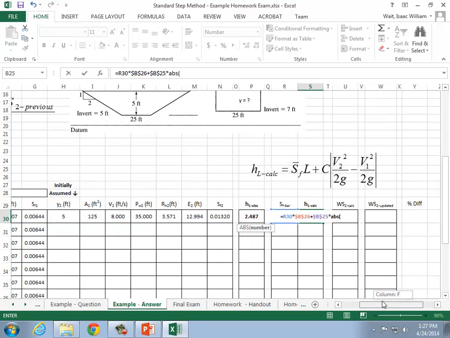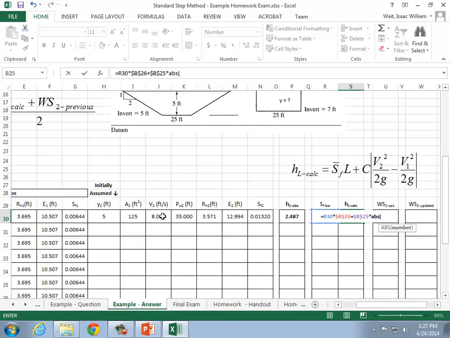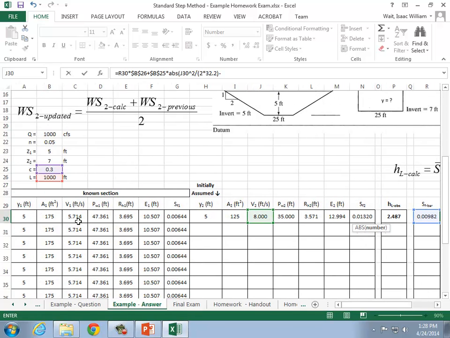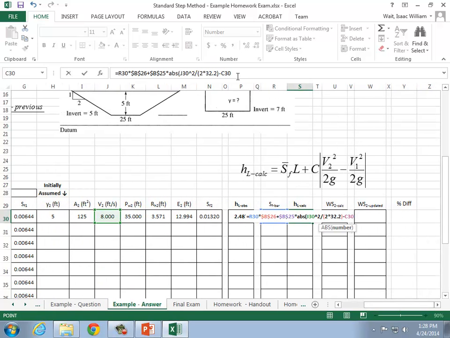So the velocity at 2 is here, so V2 squared divided by 2 times 32.2, and then minus V1, so there's V1 squared divided by 2 times 32.2. Okay, I'll leave that up for a minute just so you can see it. Oh, and I need to close out the parentheses for the absolute value.